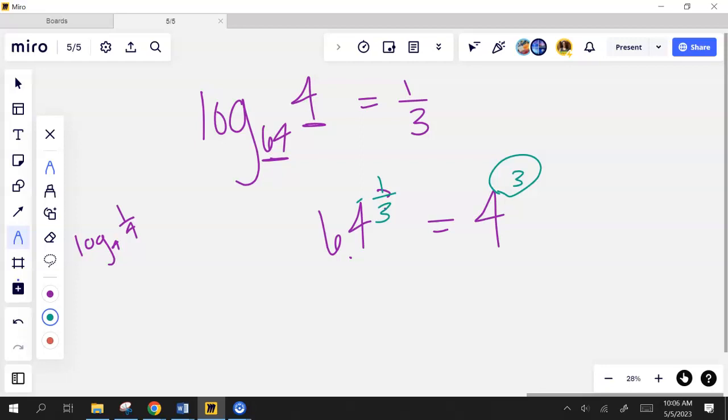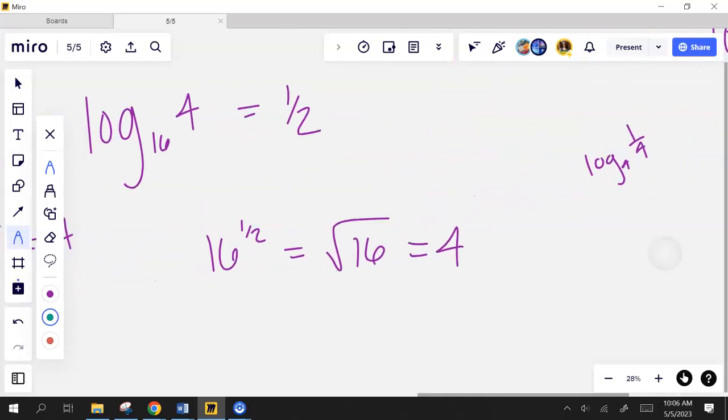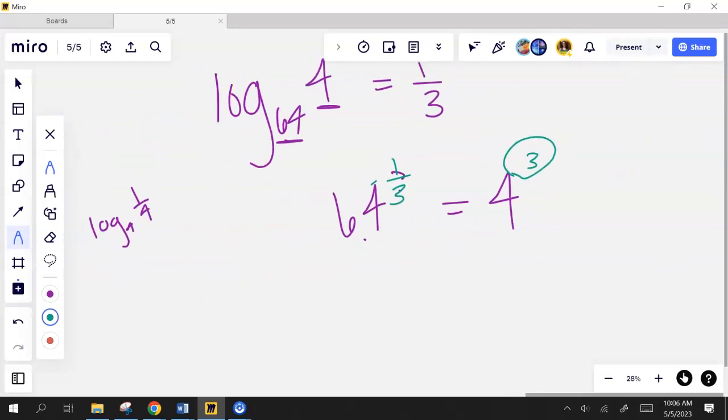Let's do another one. Can I do that one? Oh, yes. So 4 to the what power gives me 1/4? I just need to flip it around. So I just do a -1.